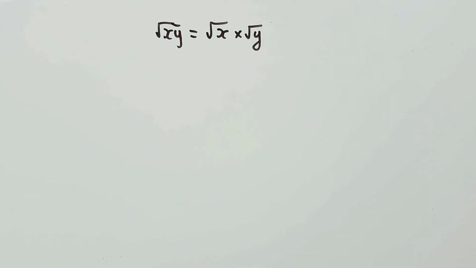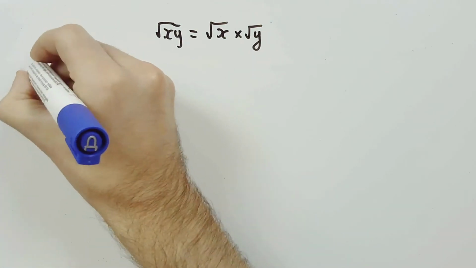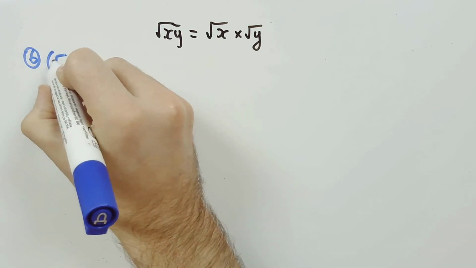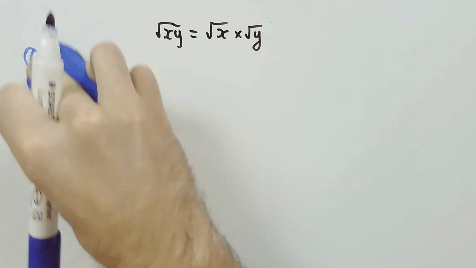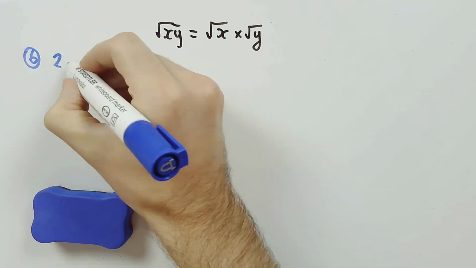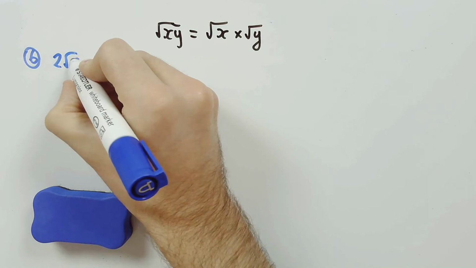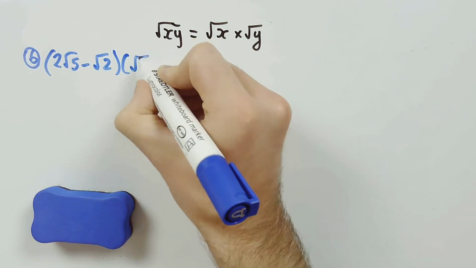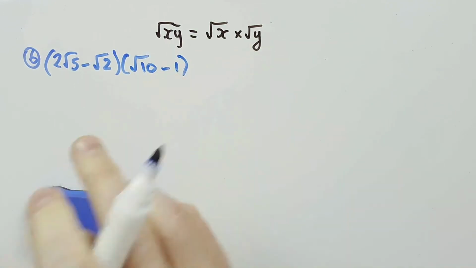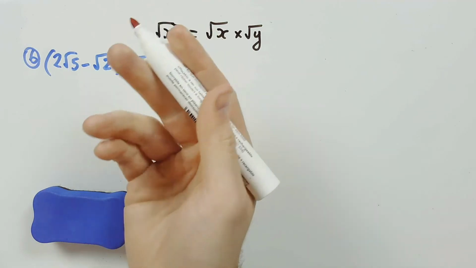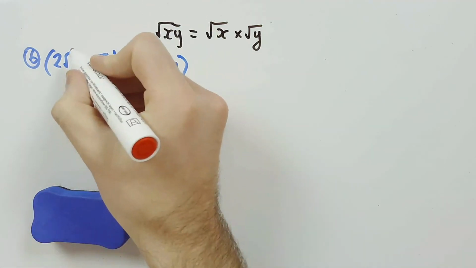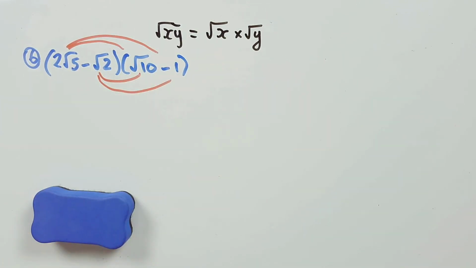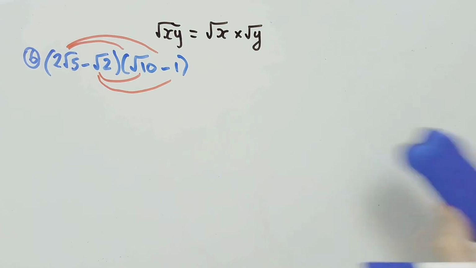And let's have a look at our final example now, which will require a little bit more working. Inside the brackets we have 2 root 5 minus root 2, that's inside one set of brackets, and inside a second set of brackets we have root 10 minus 1. And similarly to the third question we looked at, we can use the distributive law here to expand out these brackets to get a few different components.